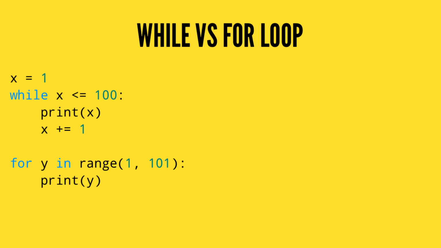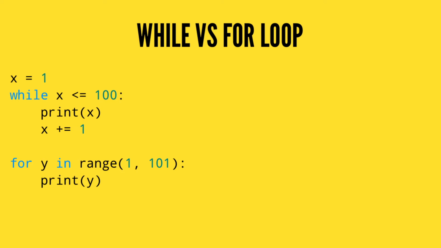Then we have while loop versus for loops. Both of these loops do the exact same thing, and they're going to print to 100. They're going to print a new number on each line to 100. But there's just two methods of doing it.